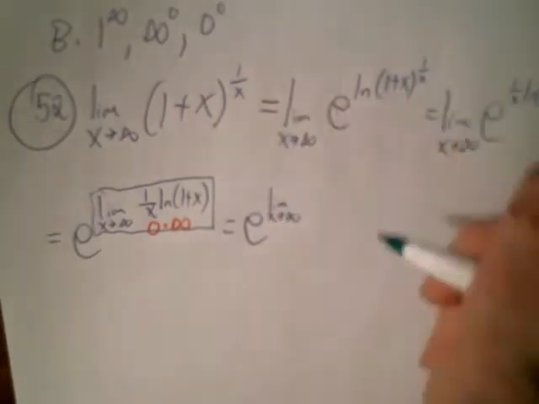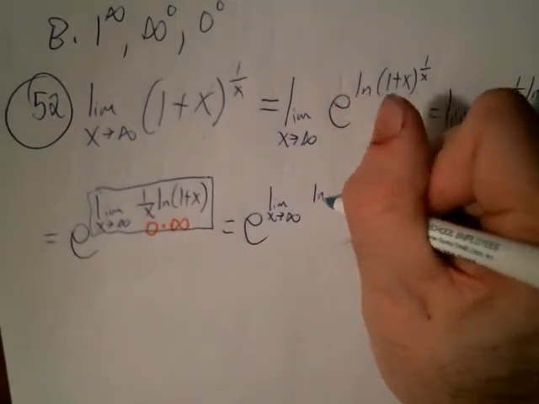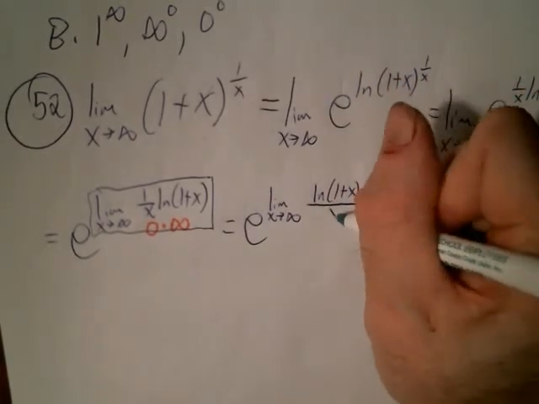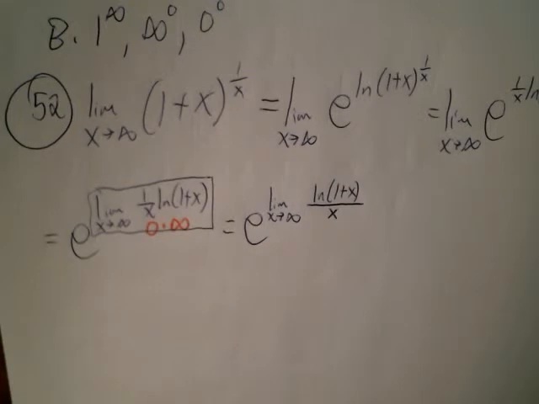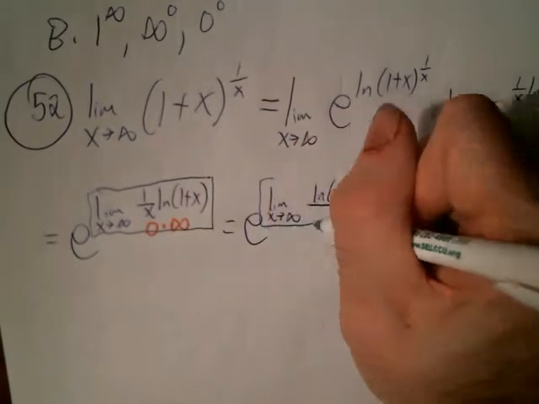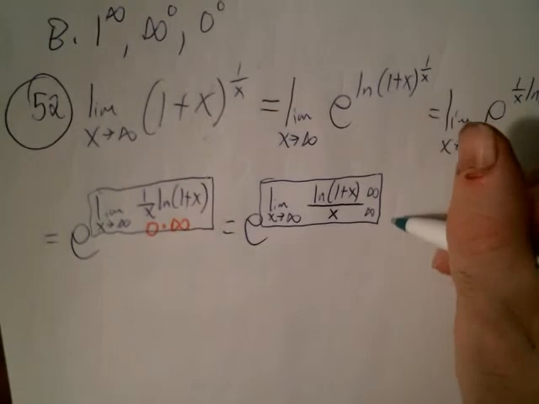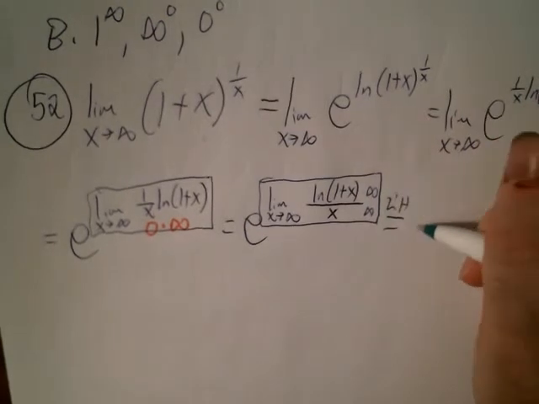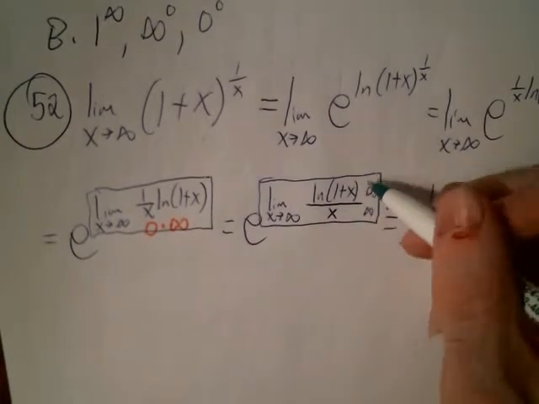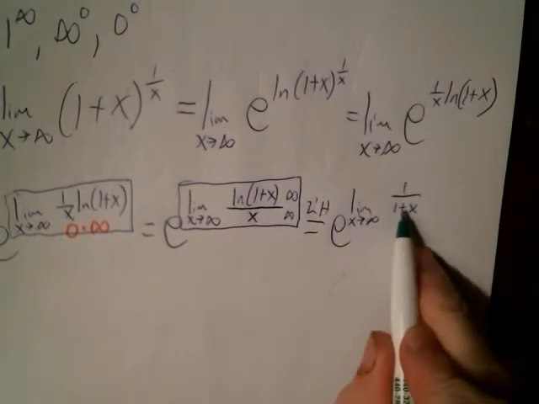So maybe my directions in the last example weren't 100%, right? Couldn't exactly put that into a computer for cases like this. If you rewrite it as ln of 1 plus x over x, the form turns into infinity over infinity, and then you could do a L'Hopital's on it. So this now is a form infinity over infinity, so I could do a L'Hopital's in the next step and rewrite it as e to the limit as x goes to infinity of the derivative of ln of 1 plus x, which is 1 over 1 plus x.